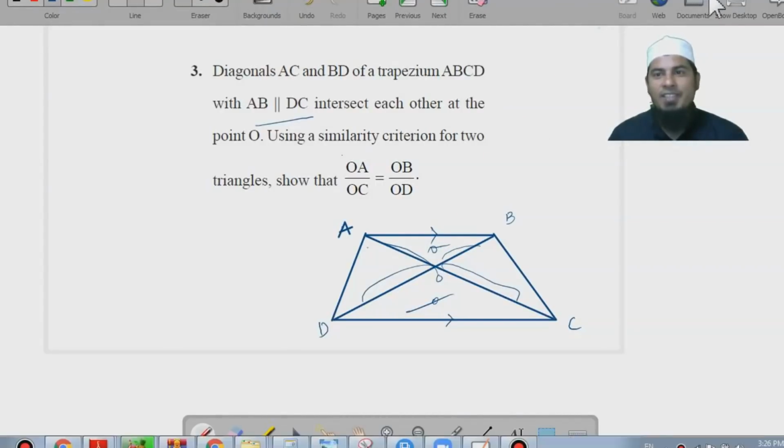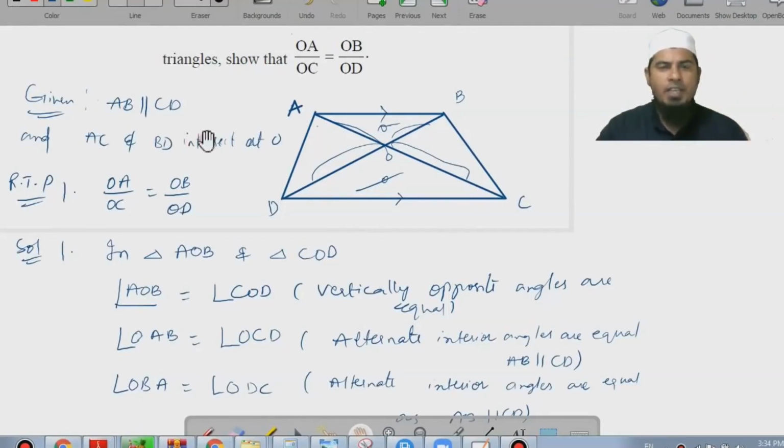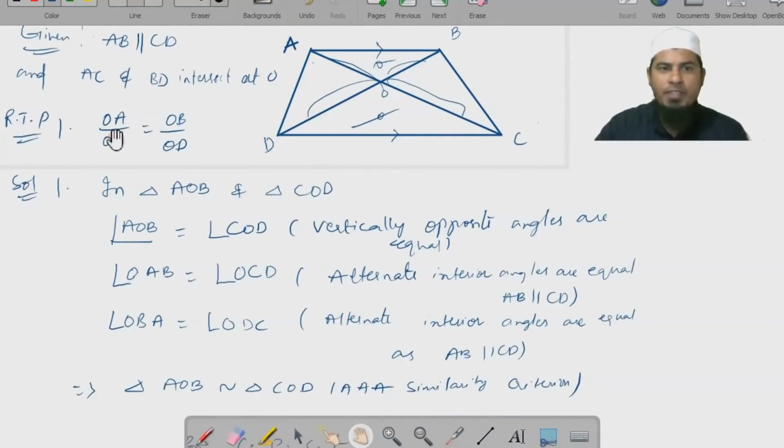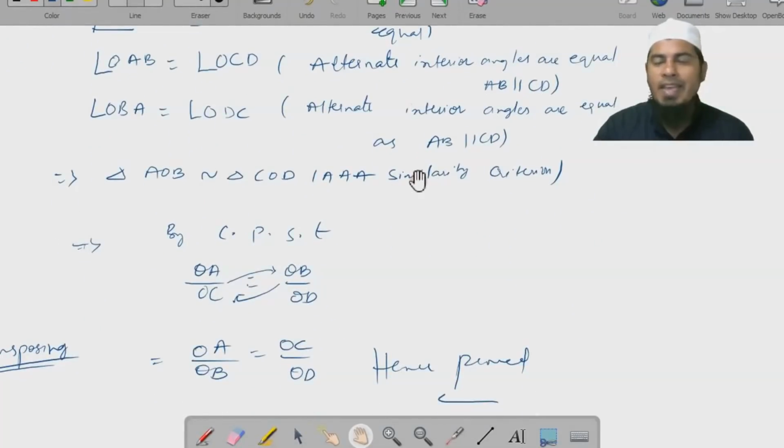Let us see that. Yes, after writing the given: in this trapezium AB is parallel to CD and AC and BD are diagonals intersecting at O. Required to prove is this, as given in the question. Here, by seeing this ratio, we want triangle AOB and triangle COD to be similar. So these two angles are equal. AOB and COD, vertically opposite angles, are equal, and this angle is equal to this angle. Alternate interior angles are equal. This angle is equal to this angle because these two lines are parallel. Alternate interior angles are equal. These two triangles are similar by AA similarity criterion.